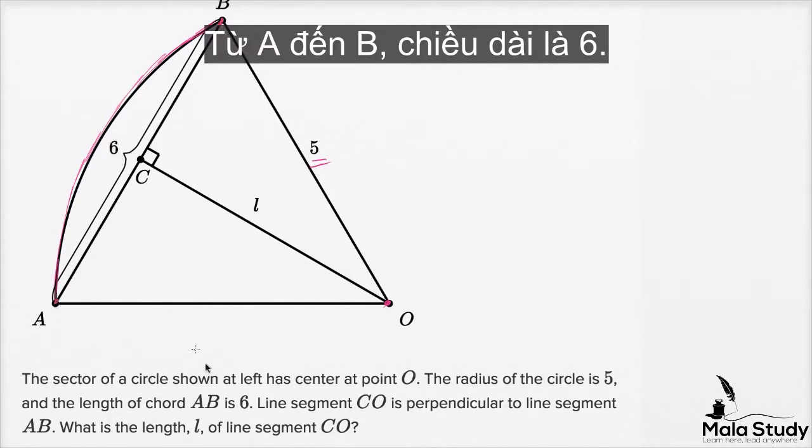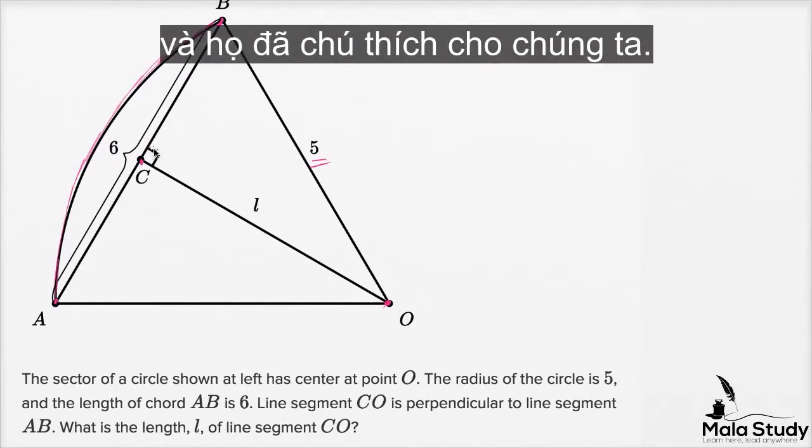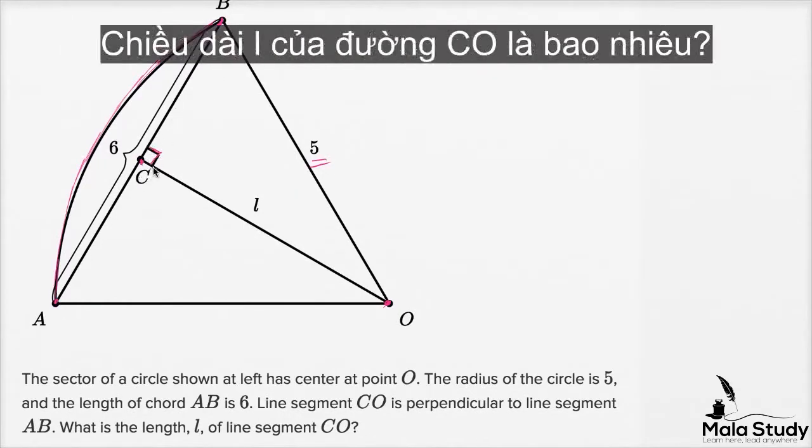The length is 6. Line segment CO, this is CO, is perpendicular to line segment AB. And they've labeled that for us as well. What is the length L of line segment CO?